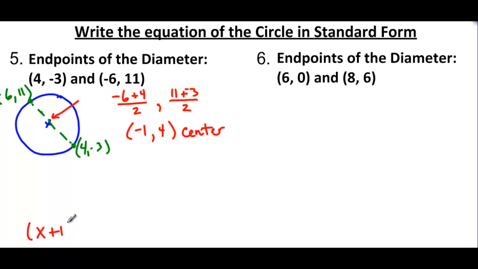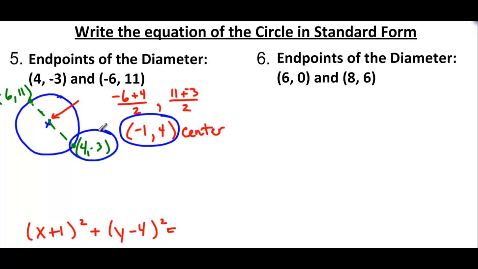I know it's (x + 1) squared plus (y - 4) squared equals r squared. How do I possibly find the r squared? I know a center, and I have a point. It doesn't matter which point. We could do the same exact strategy we did a couple problems ago. This is my center, my h, k. Here's a point, x, y. So I'm going to take x minus h, so (4 minus -1) squared, plus y minus k.